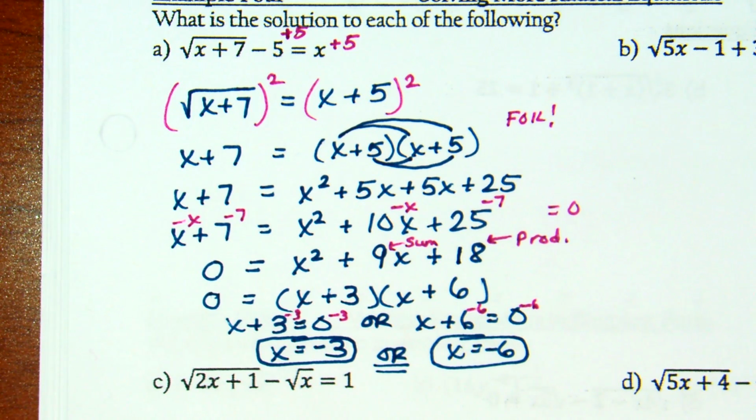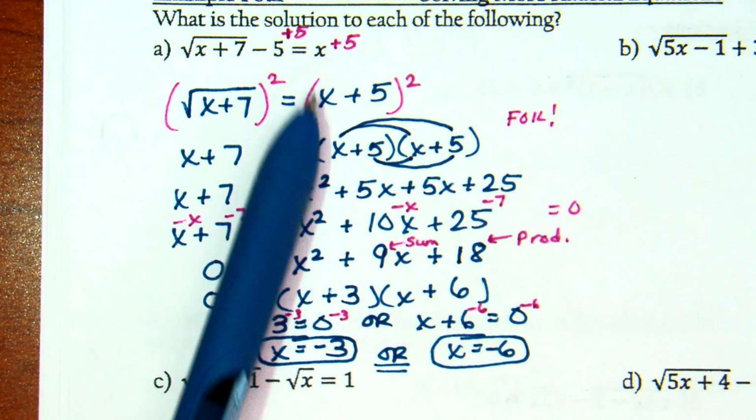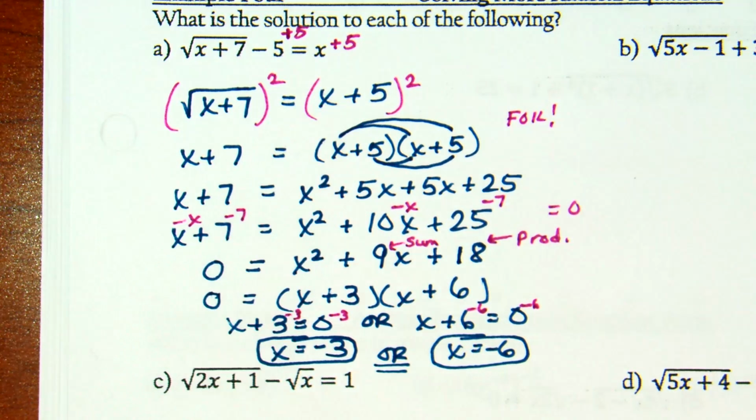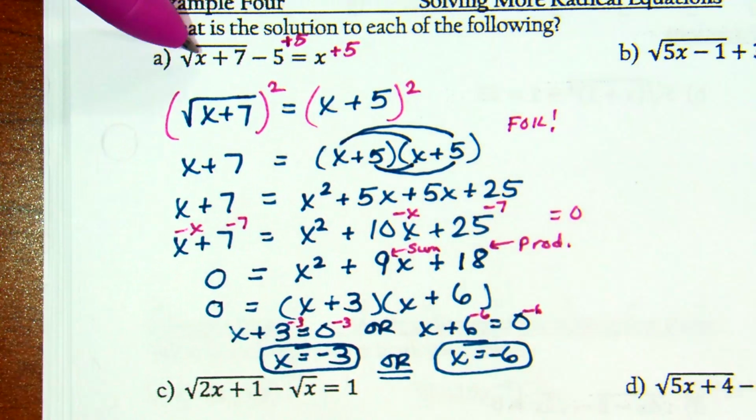The very original problem. So, -3. -3 plus 7 is 4. Square root of 4? 2. 2 minus 5? -3 equals x. What was I just putting in? -3. Does -3 work? It does.